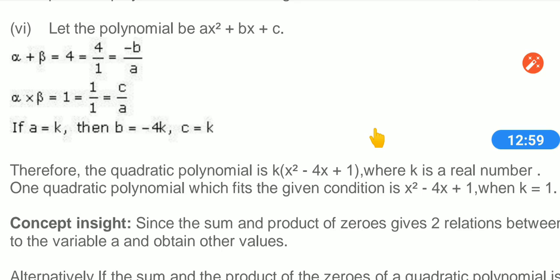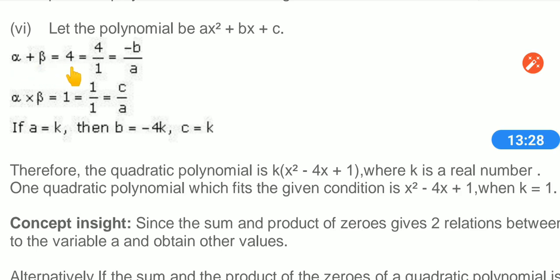Okay children, as usual this is the answer for the sixth question. As usual you have to assume the polynomial be ax square plus bx plus c, and you have to write let alpha comma beta be zeros of this polynomial. Okay children, sum of zeros means alpha plus beta. Okay children, how much is given?